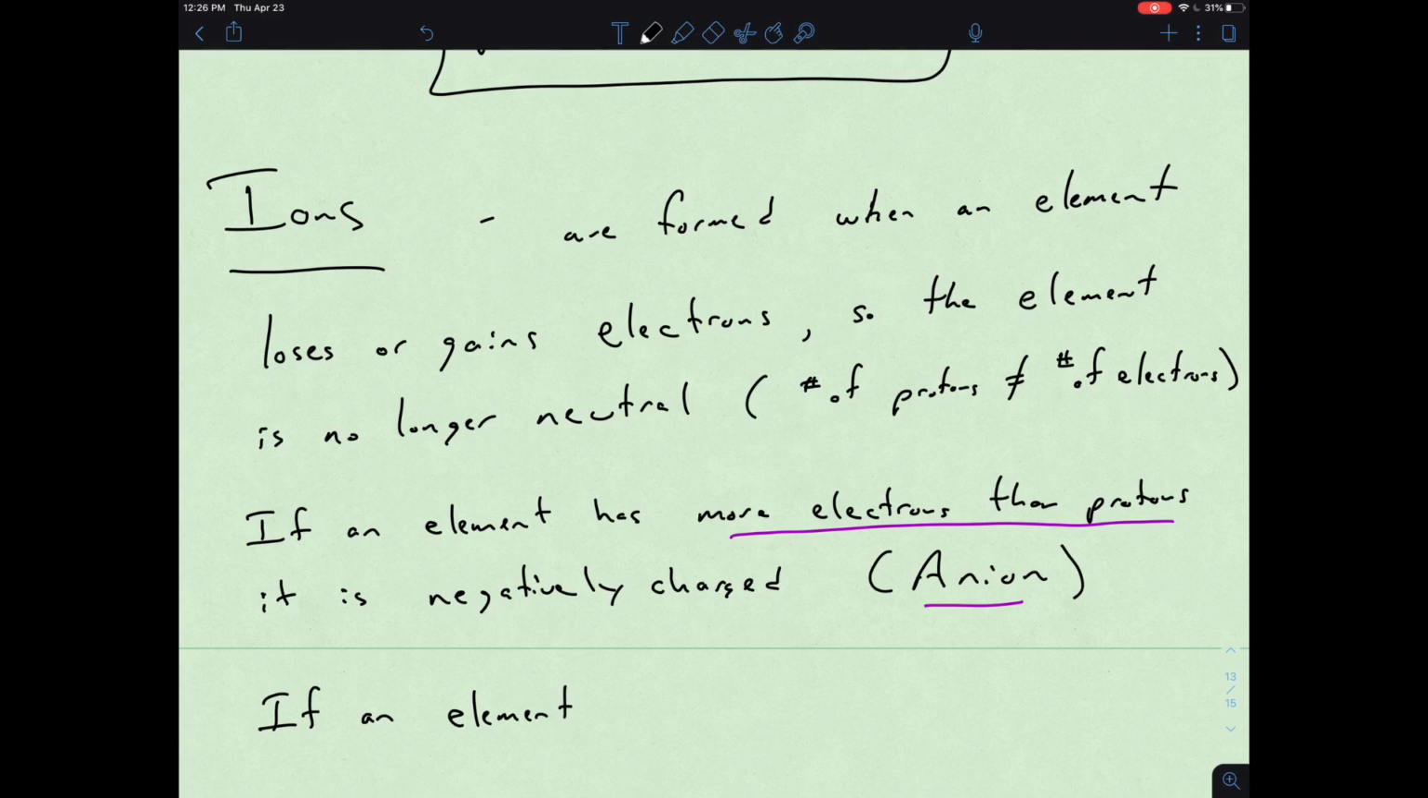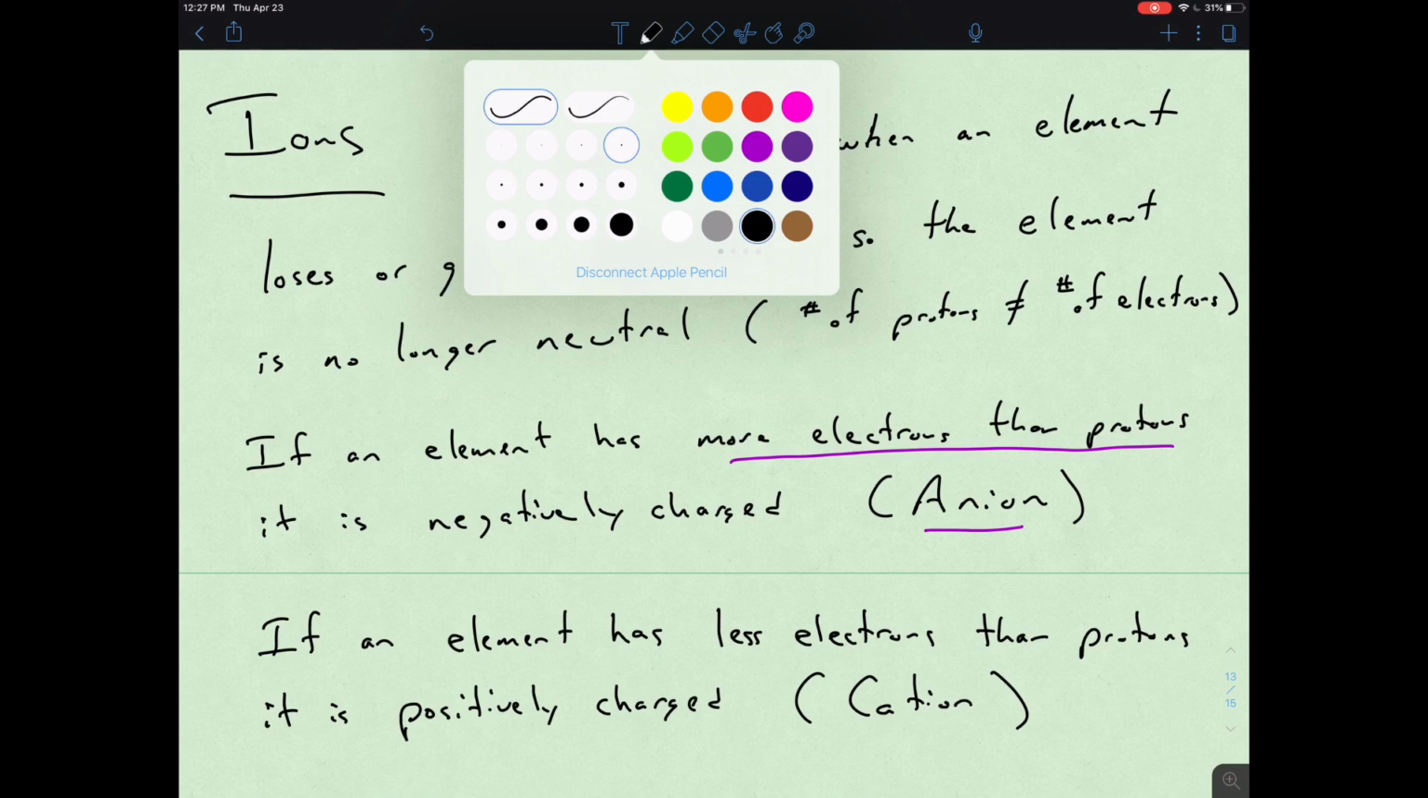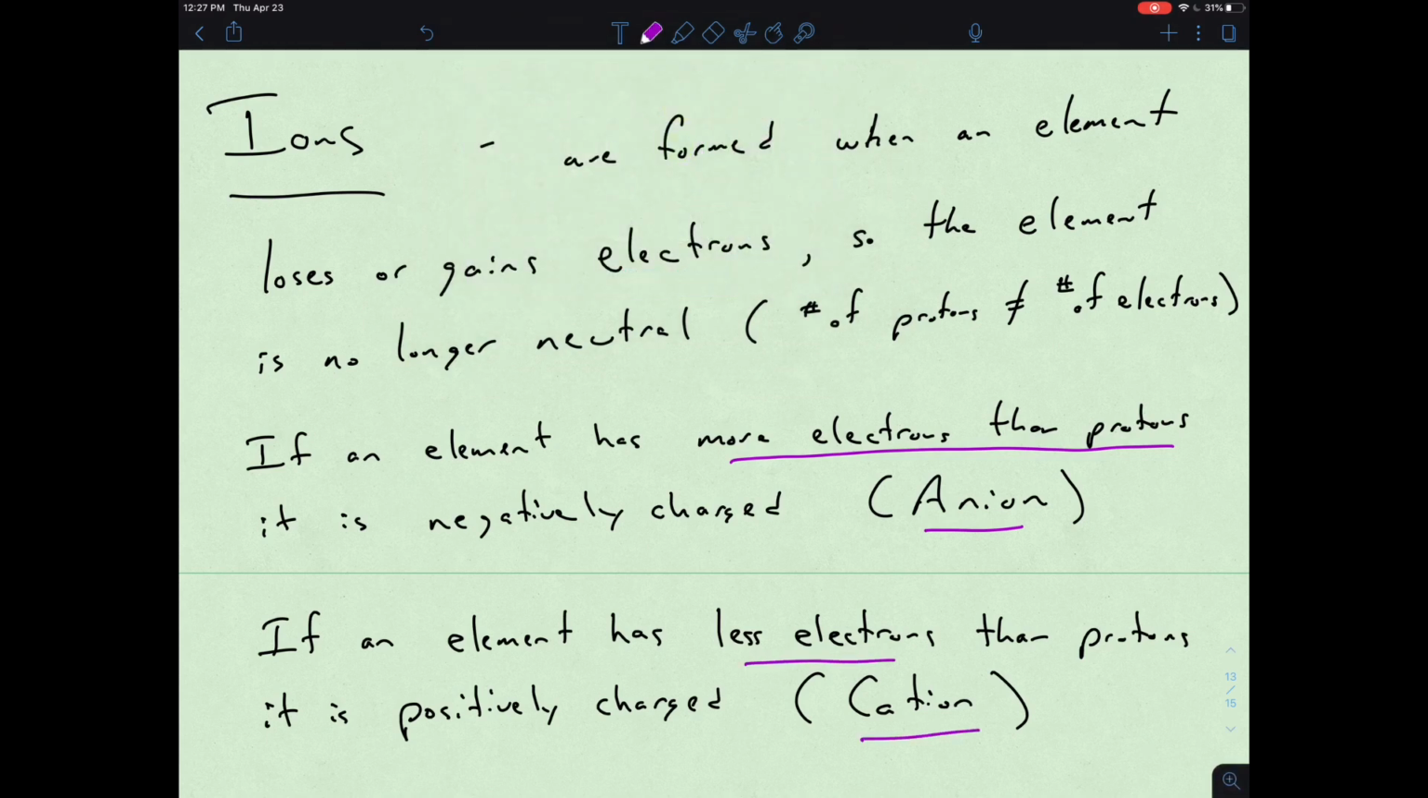If an element has the opposite, or has less electrons than protons, then it is positively charged. And that's known as a cation. So less electrons than protons.